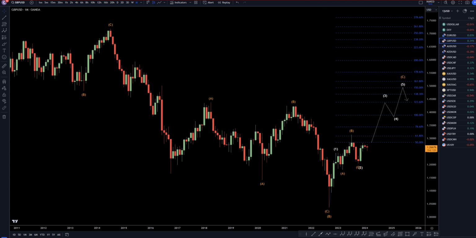Today is Tuesday, February 13th, and this is my analysis of the pound US dollar, starting on the monthly, working my way down to the 1 hour time frame for the full top down analysis.